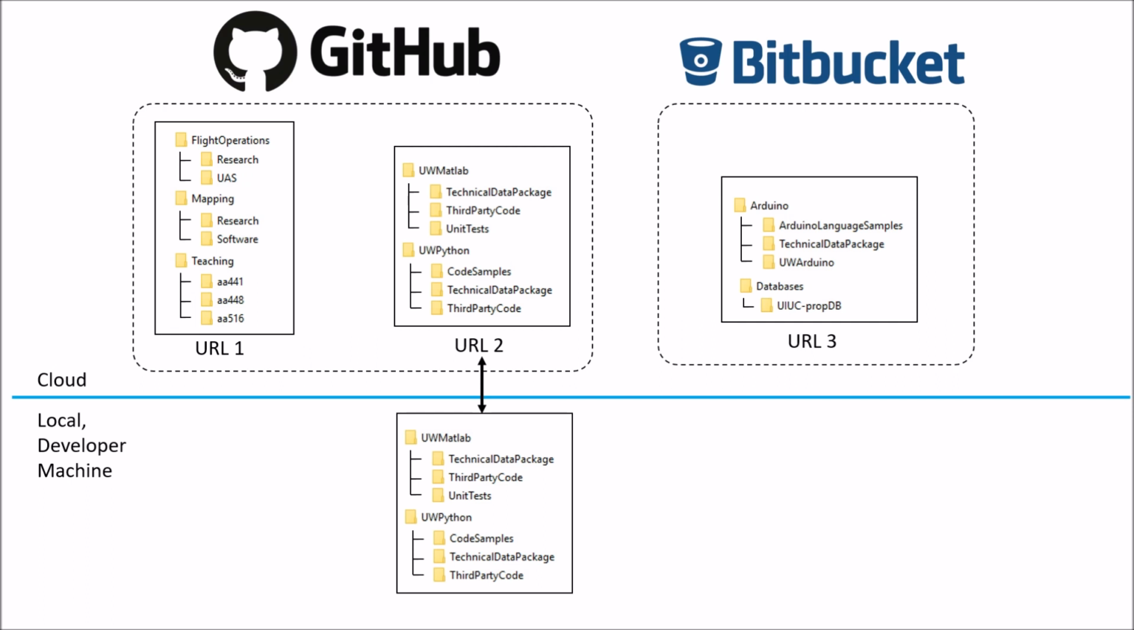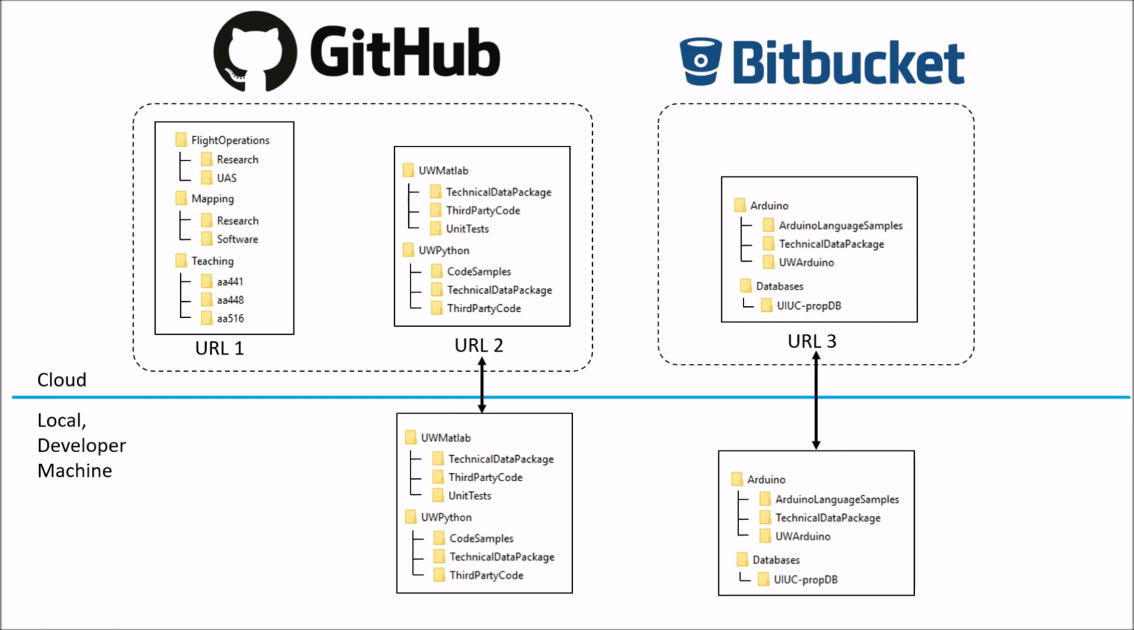And this is drawn as a two-way arrow here because the changes that you make on your local machine should be able to be pushed back up to the cloud, as well as you should be able to pull down changes from the cloud onto your local machine. And you can do this for more than one repository and for more than one service. So for example, I might want to go to Bitbucket and find a URL of an interesting repository that I like there and download that or clone it onto my local machine as well.